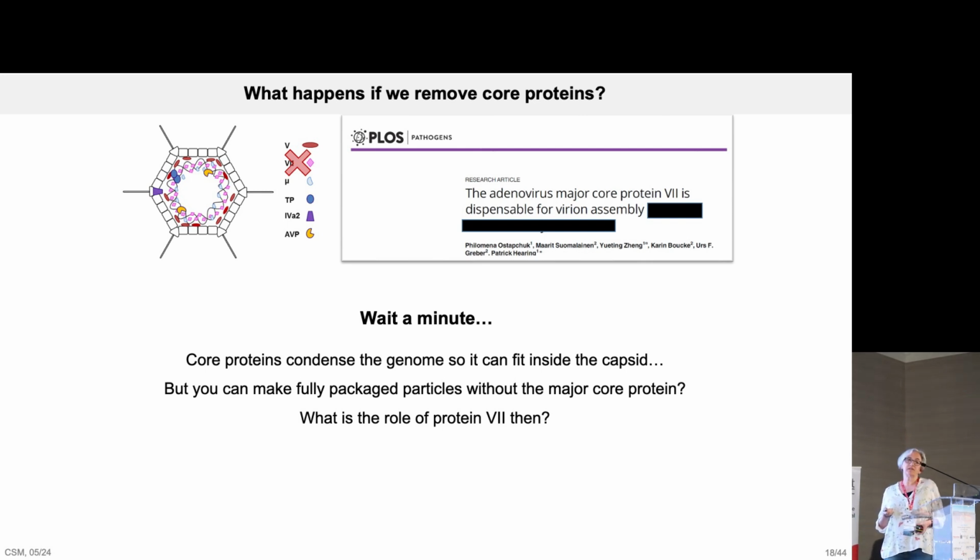And the first surprise came from the paper by our collaborators here that showed that actually you can remove this protein and the genome is still packaged. So wait a minute. I just told you that we need these proteins to condense the genome so that it can fit inside the particle. So what's going on here? What is actually the role of this protein?